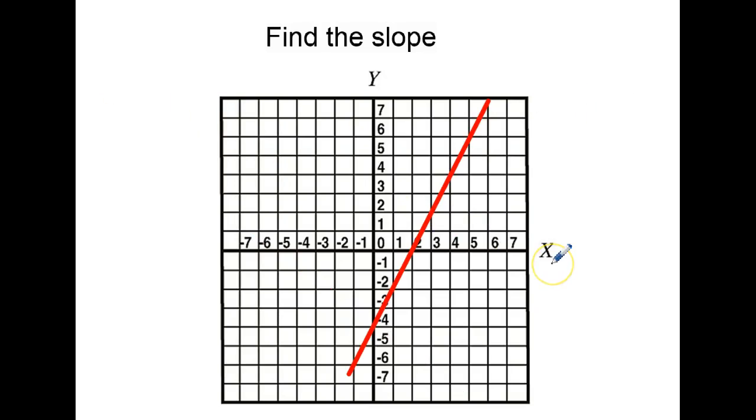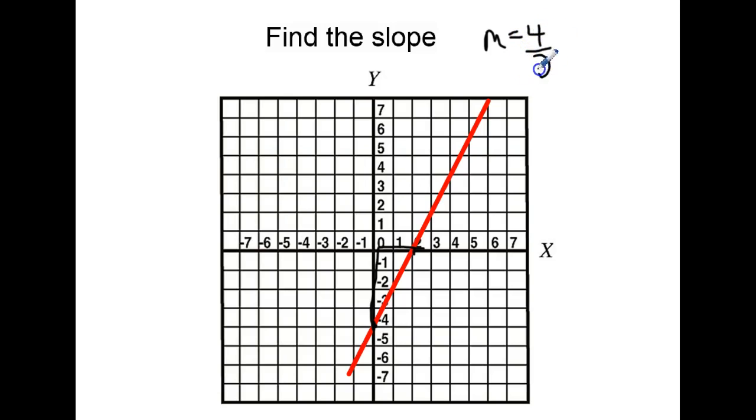Go ahead and hit pause and calculate the slope of this one. All right, we're back, and I'm going to use this point right here as my starting point, and I'm going to finish right here. So when we calculate the slope here, we'll start walking up from this dot. 1, 2, 3, 4, and then we go over 1, 2. So we went up 4, over 2.